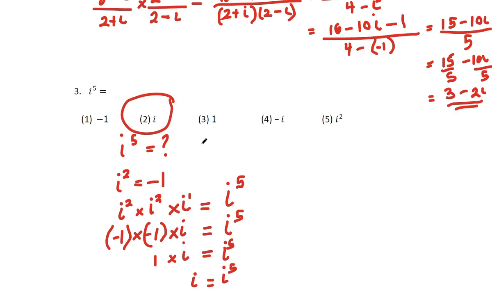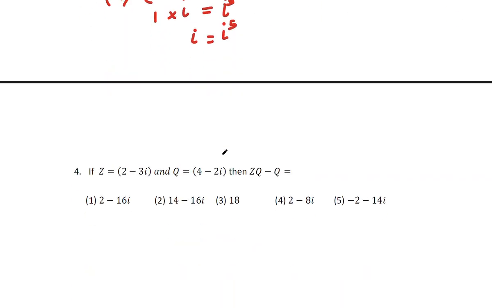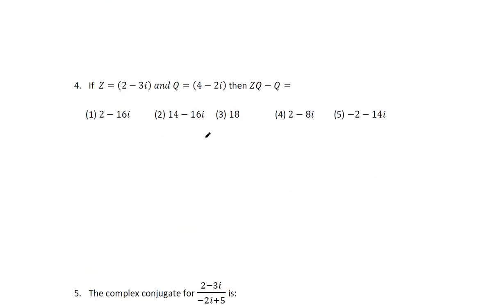And that is how we take care of that problem. Now moving on to another one. Here we have z equals 2 minus 3i and q equals 4 minus 2i. And we're asked to find zq minus q.